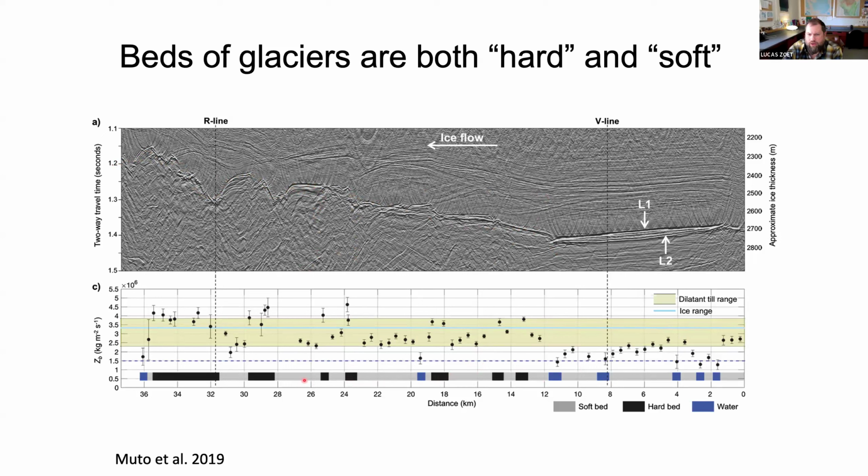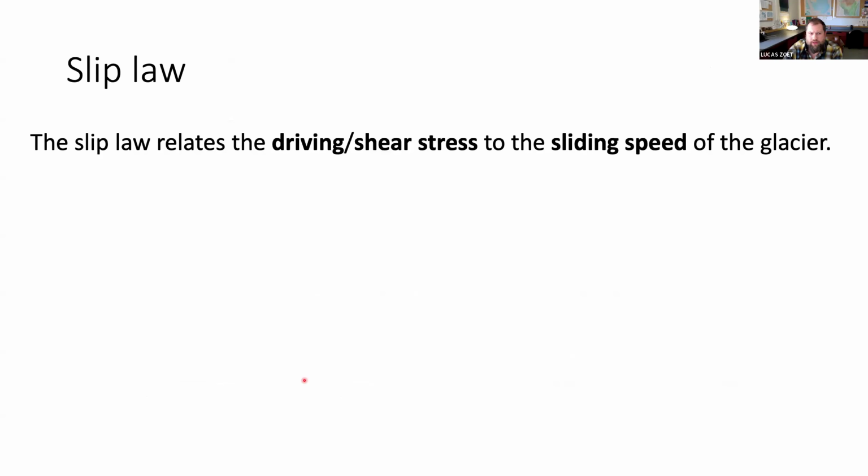So we like to know how the glacier slides over these different bed compositions specifically. When we try to parameterize or make postulations about how that slip is occurring, often what we are trying to create is something called a slip law. This is a definition of it: the slip law relates the driving or shear stress, which are often assumed to be balancing each other, which is probably not the case in many instances, but it's an assumption we make, to the sliding speed.